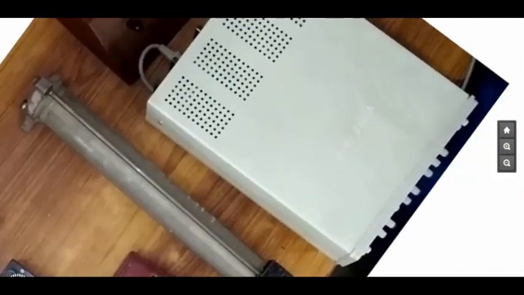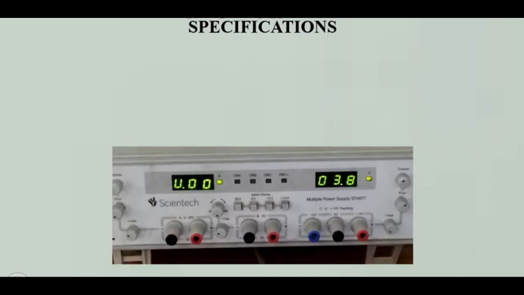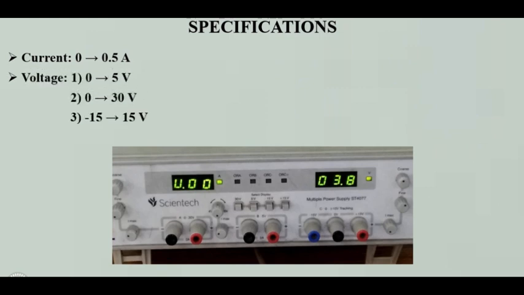This is the power supply that is used for providing the required current and voltages to the circuit. Let us look into the specification of this device. The front panel looks something like this, and we have a current which can be varied from 0 to 0.5 ampere. This can be seen written on the panel of this power supply.